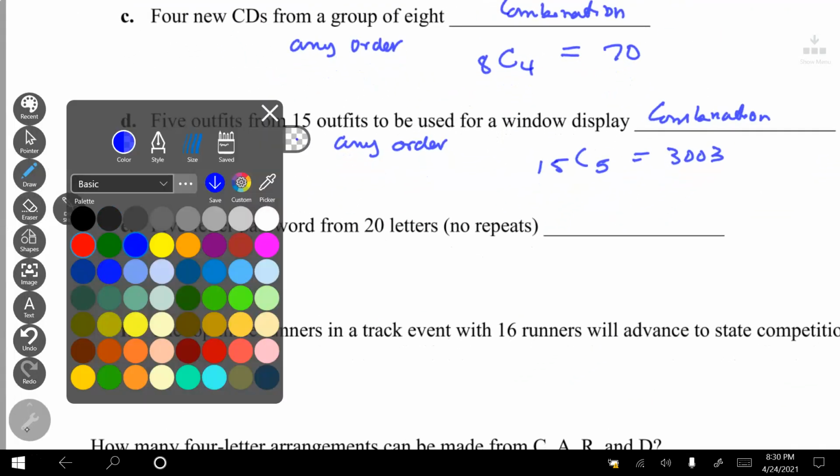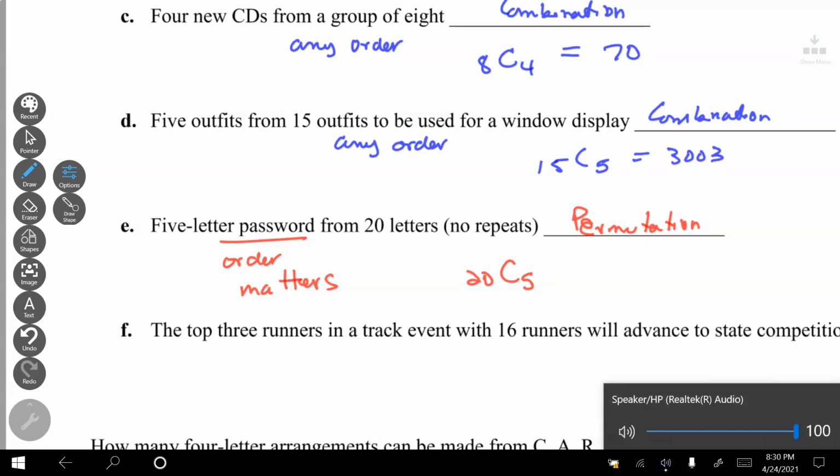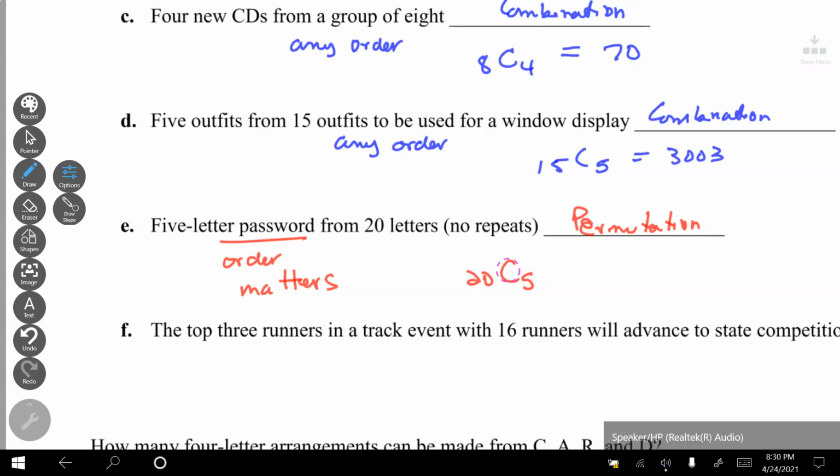Password. I'm pretty sure in my password my order matters and how I type my letters. That's permutation. 20C5. Oh, 20P5. That's my bad. Where's my eraser? Can't even find it. 20P5. I get 1,860,480 ways it could be done.